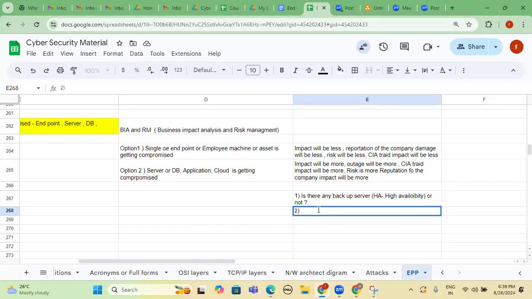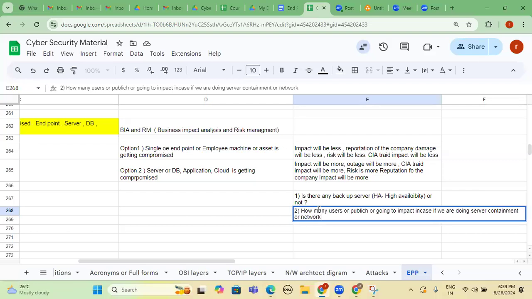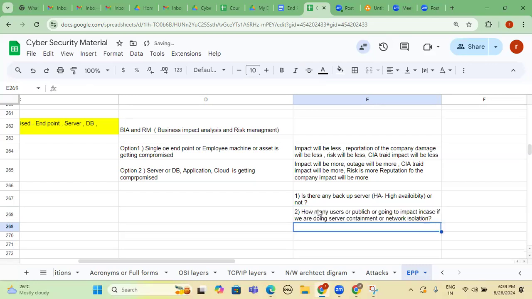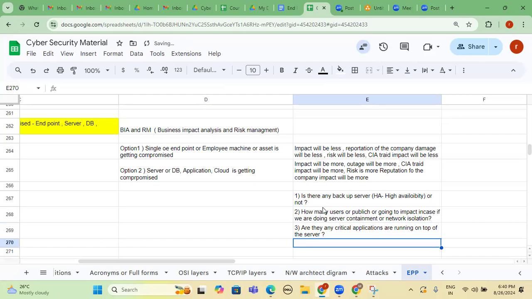So the second thing is, how many users or members of the public are going to be impacted if we are doing server containment or network isolation. That is the second question we have to ask. Similarly, are there any critical applications running on top of the server? If there are, obviously more impact will be there.